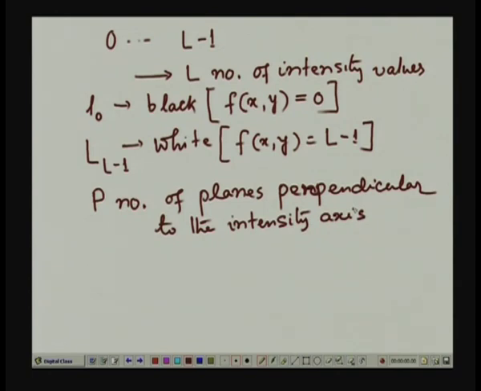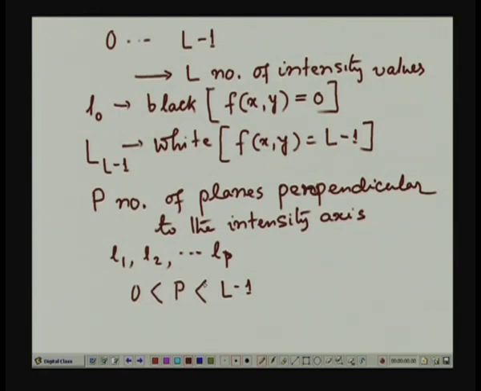So, perpendicular to the intensity axis means they are parallel to the image planes, and these planes will be placed at the intensity values given by say L 1, L 2 up to say L p. So, the first plane will be placed at intensity value L 1, the second plane at intensity value L 2, and this way the pth plane will be placed at intensity value L p. Obviously, in this case p, the number of planes, has to lie from 0 to capital L minus 1, where L is the number of gray level intensities that we have.